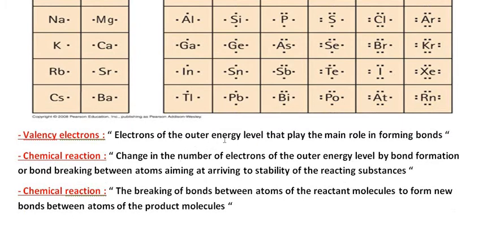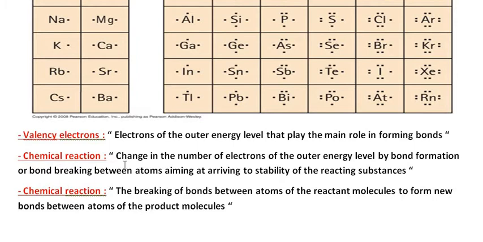Electrons of the outermost energy levels play the main role in the formation of bonds. These are called valency electrons. For example, here the valence electron is 1, here valence electrons are 2, here valency electrons are 3. These are the outer electrons that play the role in the formation of bonds.